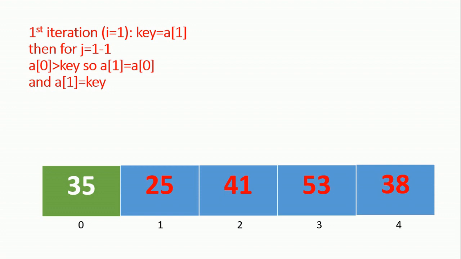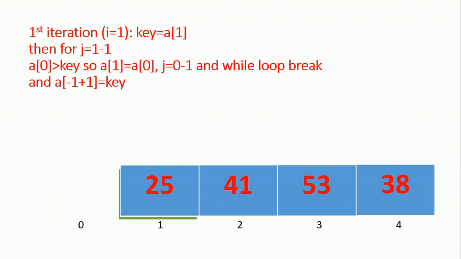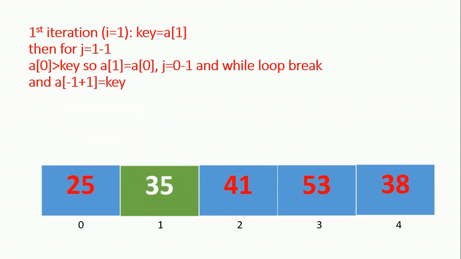Then we start the first iteration, i equals 1, then key equals a1. Then for j equals 1 minus 1, that is 0, a0 is greater than key. So a0 is placed at a1. Then j equals 0 minus 1, that is minus 1. So the while loop breaks and key is placed at position 0.